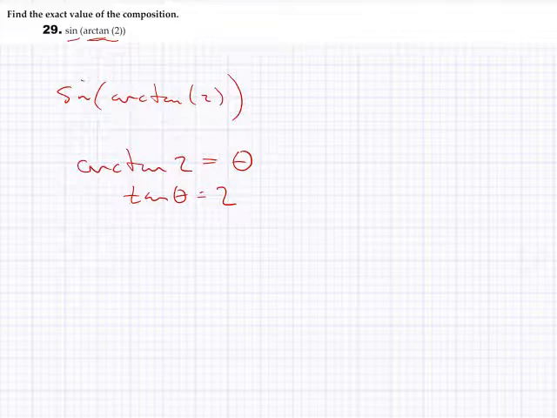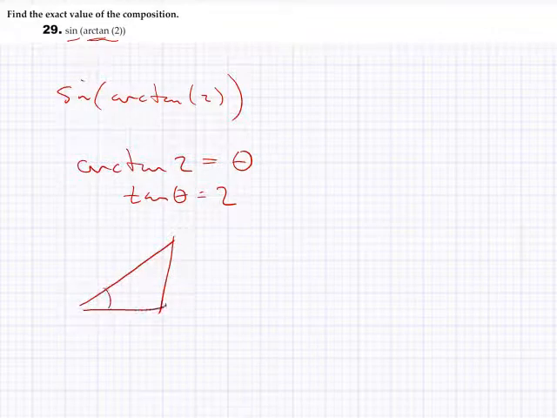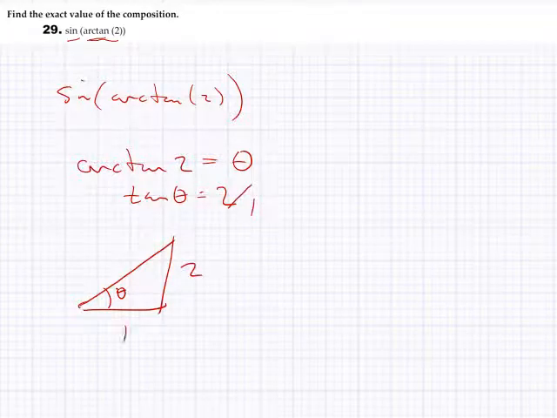Well, this isn't just a straightforward question where you say, oh, we've got a special angle. So instead, we could draw this picture. Here's theta. We know the tan of theta is 2, which we could also write as 2 over 1. So this is 2, this is 1. The Pythagorean theorem, a squared plus b squared equals c squared, gives us the third side. So this would be the square root of 5.